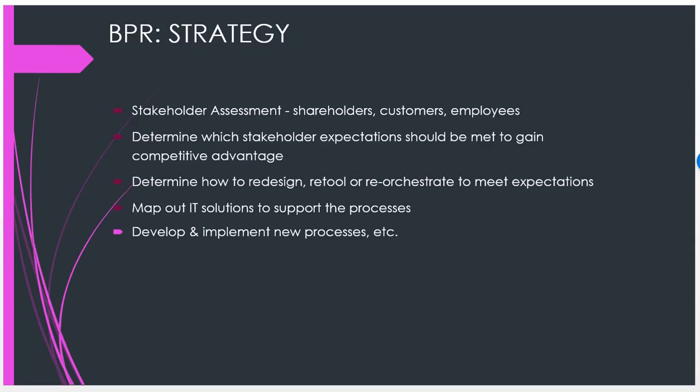So when doing this process reengineering, one of the strategies you could implement includes doing stakeholder assessments to make sure you know the people involved in the processes, determining which stakeholder expectations are to be met and which are not. So there will be a need for some trade-offs there to make sure that you can implement processes that are possible for you, as well as antagonize as few people as possible.